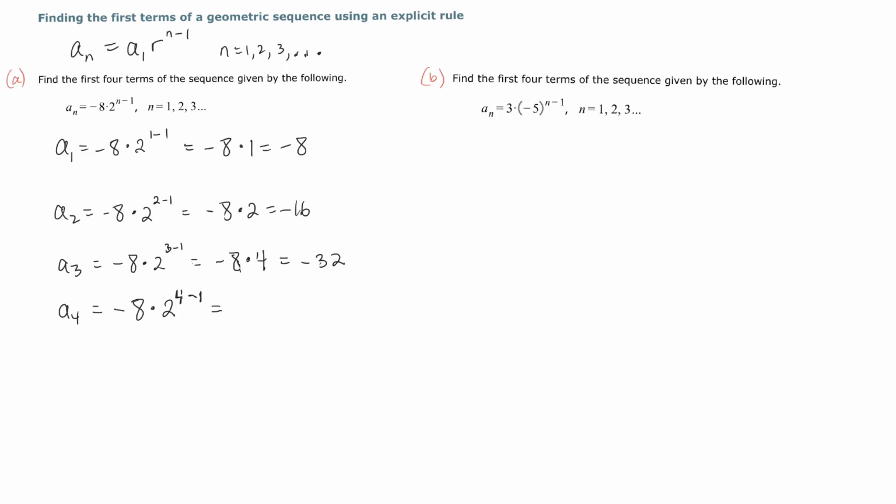So we get 8 times 8. But you have a negative in front, so it's a negative 64. Let's summarize this. Therefore, a sub 1 is negative 8. A sub 2 is negative 16. A sub 3 is negative 32. A sub 4 is negative 64. Can you figure out what a sub 5 is following this pattern?